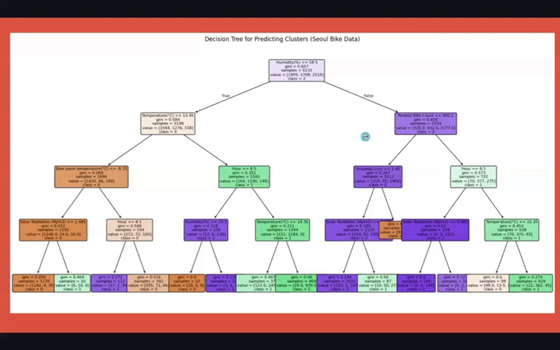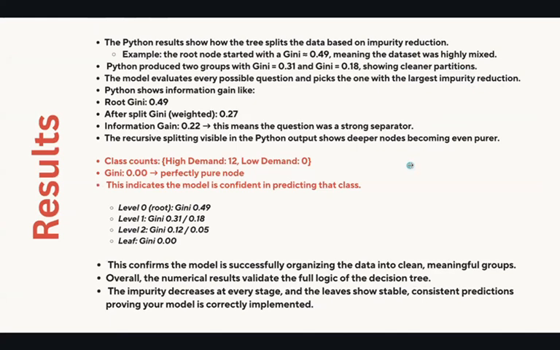This was the decision tree we got. We have different results, but it's basically the same patterns that I just explained to you with the three different people. The Python shows us that there's an impurity reduction. For example, the root node started with a Gini of 0.49, meaning the dataset was highly mixed. Python produced two groups with Gini of 0.1 and 0.10, showing cleaner partitions.